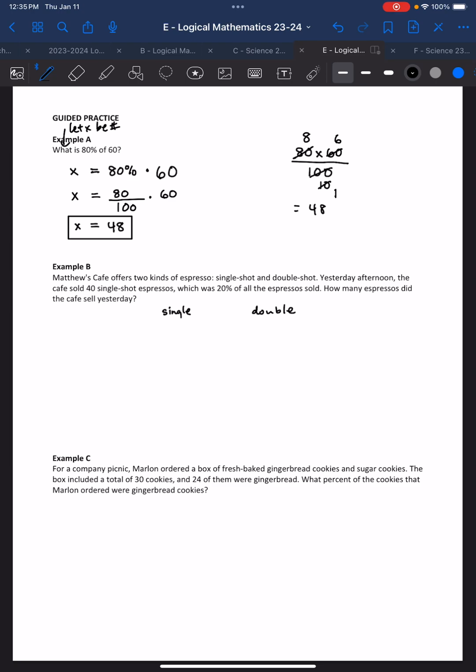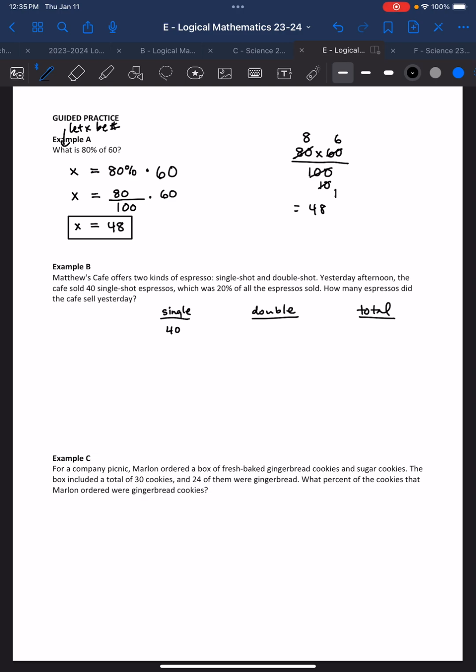I'm going to write all the information underneath. Oh, and then I have the total espressos. So I have espressos that are single shot, espressos that are double shot, and then I have the total number of espressos. Okay, and then I'm going to put the information underneath each of these labels so I can use it later. So it says, yesterday afternoon, the cafe sold 40 single shots. So I'm going to put that here. That's the number of single shot espressos.